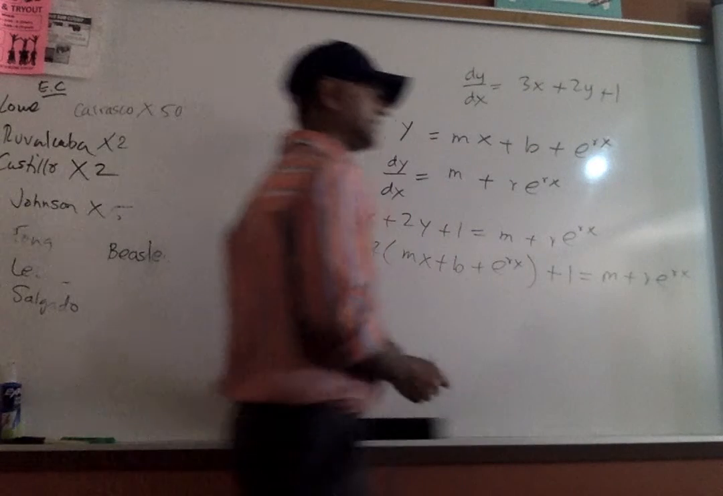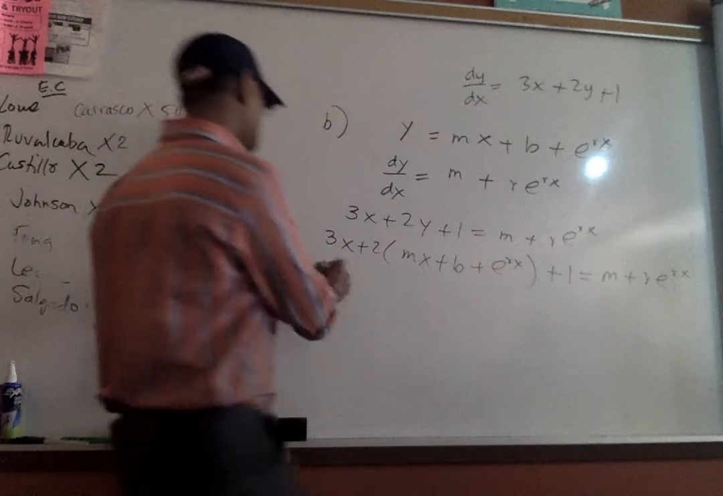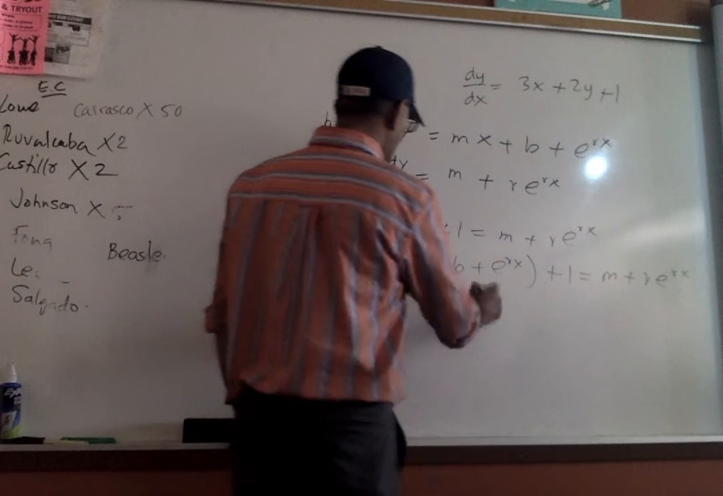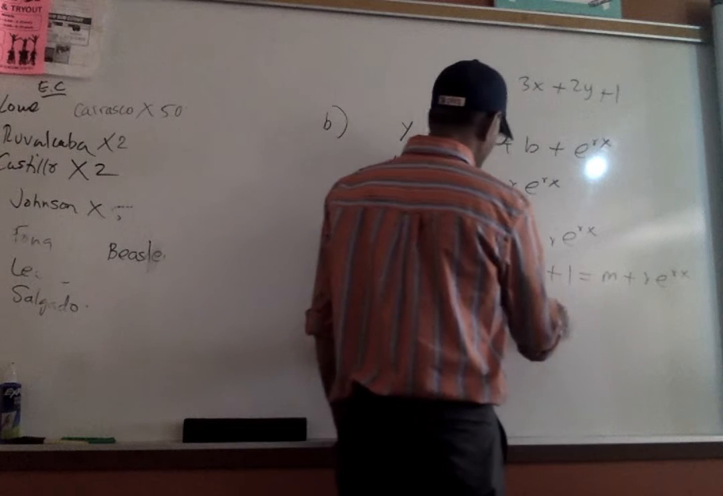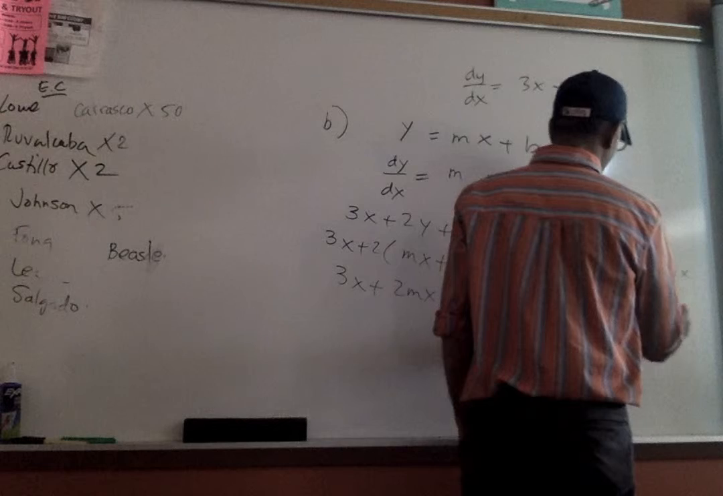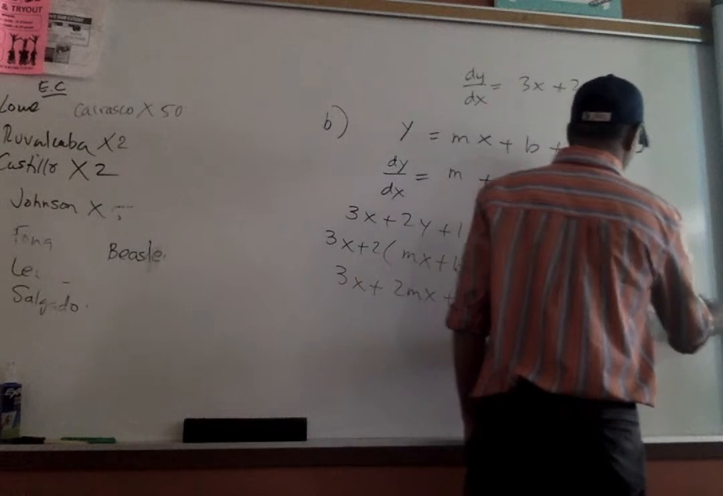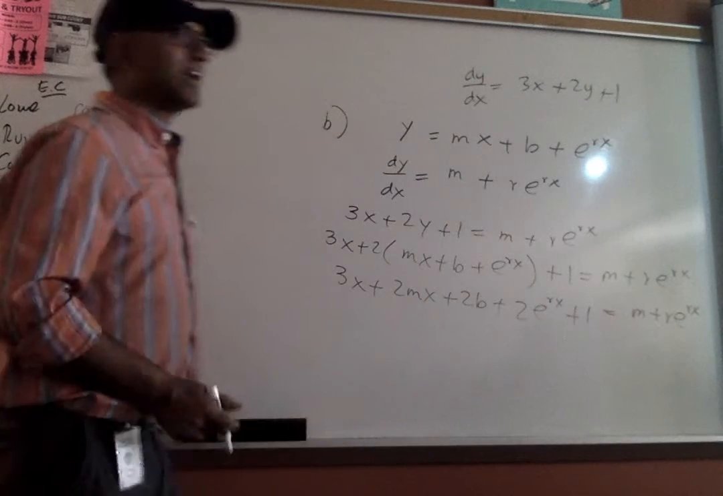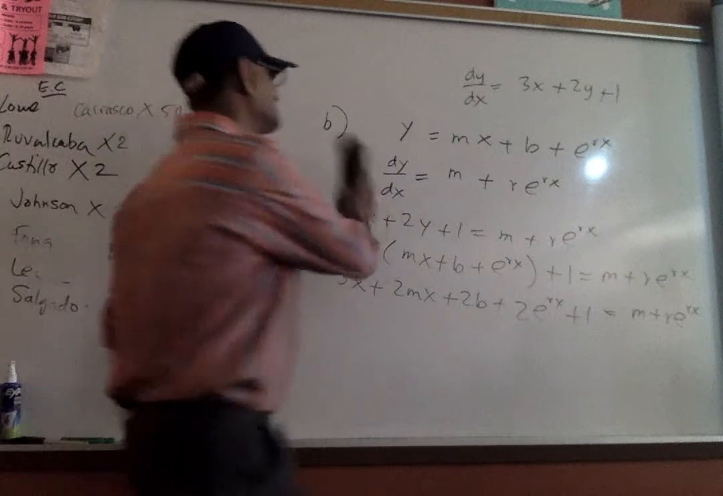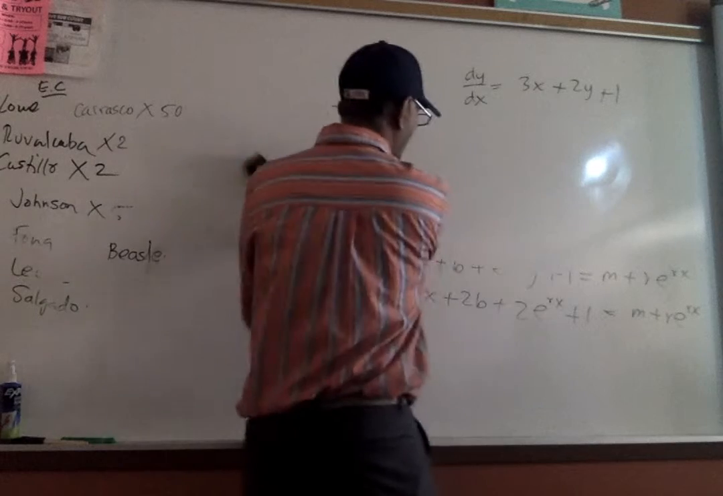Look down, please. So 3x plus 2mx, 2b, plus e^(rx) plus the 1 should be equal to m plus r e to the power of rx. Okay, there were some students in the other class who were lost here. Like, how do we solve them again? So it's almost like, again, ask and you shall receive.